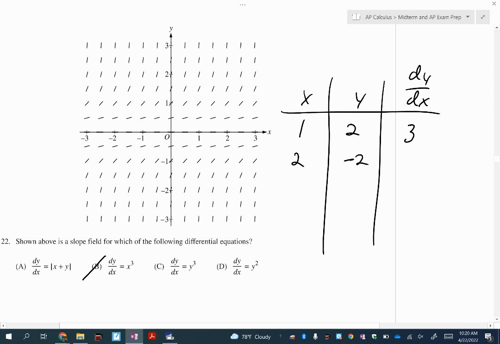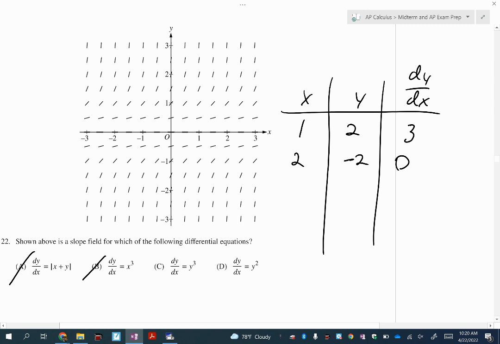So here is 2, negative 2. What do you notice about that one? Positive and pretty steep, right? Okay, so here we go. What's 2 plus negative 2? 0. What's the absolute value of 0? 0. Does that look like 0? No, because 0 is a horizontal line, so it's not A.